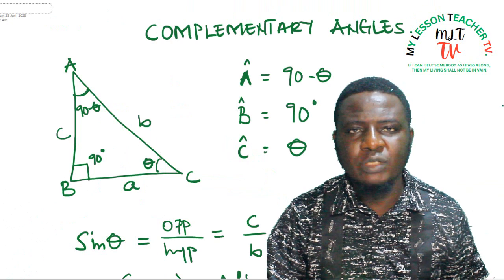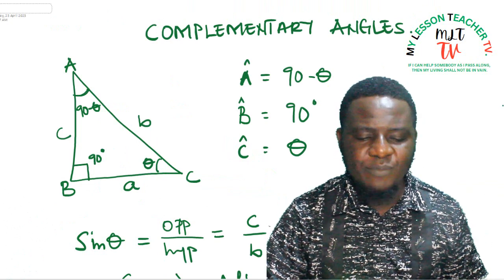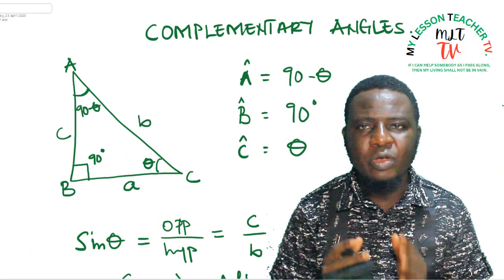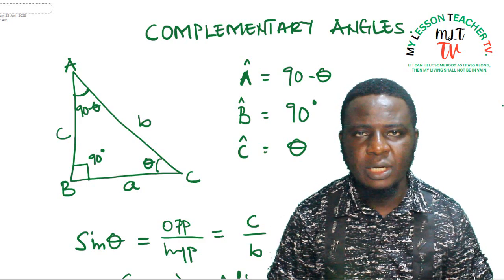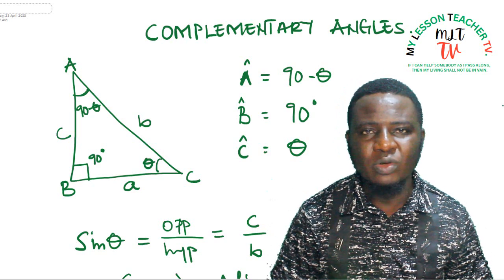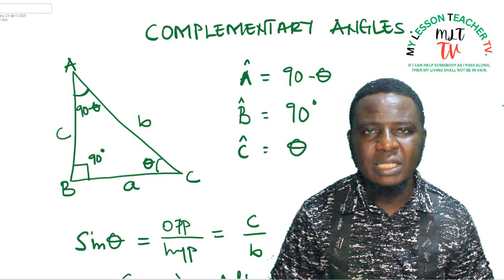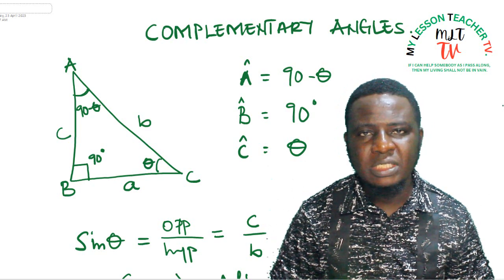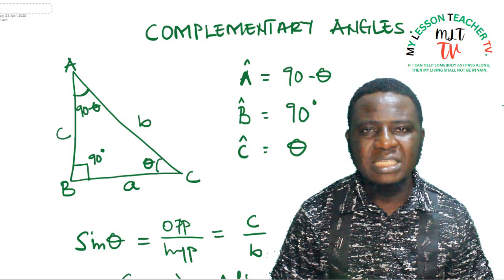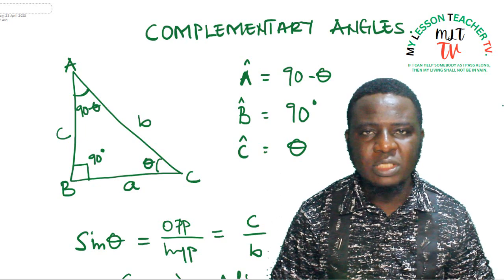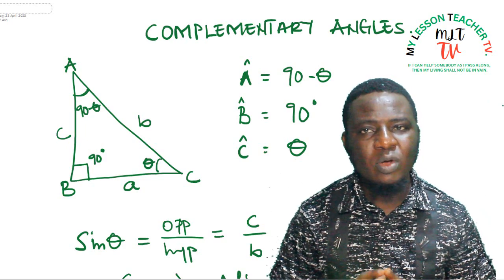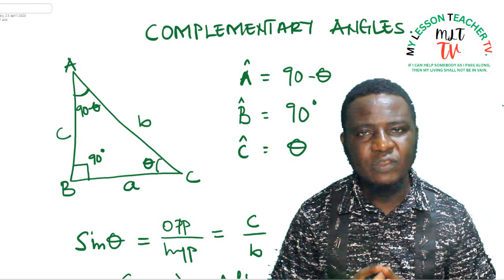That brings us to the end of today's class. In today's class, we have been able to understand what we meant by complementary angles and also how the trig ratios of complementary angles are related. We have established the fact that sine theta degrees is equal to cos 90 minus theta degrees, as well as cos theta degrees is equal to sine 90 minus theta degrees, of which theta and 90 minus theta are said to complement one another because the sum of theta degrees and 90 minus theta degrees is 90 degrees. Two angles are said to be complementary when their sum gives you 90 degrees.